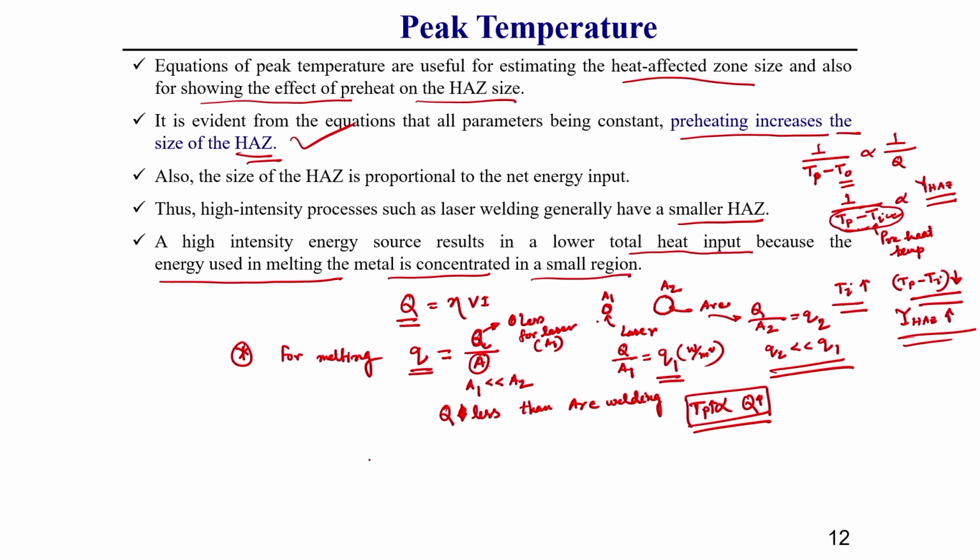Thus, high intensity processes such as laser welding have a smaller heat affected zone. Why a smaller heat affected zone? You got the idea, because Tp generally will be high for high Q value. Then if the Q value is high, your Y also will increase, and the heat affected zone size will increase. If the Q value decreases, then the heat affected zone size will decrease.